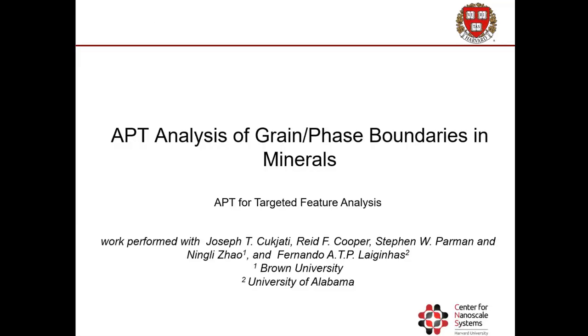So on to some examples then of atom probe measurements that have been done at CNS. The first one is a fairly simple analysis, or at least it starts out simple, of grain boundaries in a mineral. And this is just an example of how we can use the atom probe plus the power of our focused ion beam systems to target specific features on a sample and analyze them in a way that simply can't be done with any other technique.